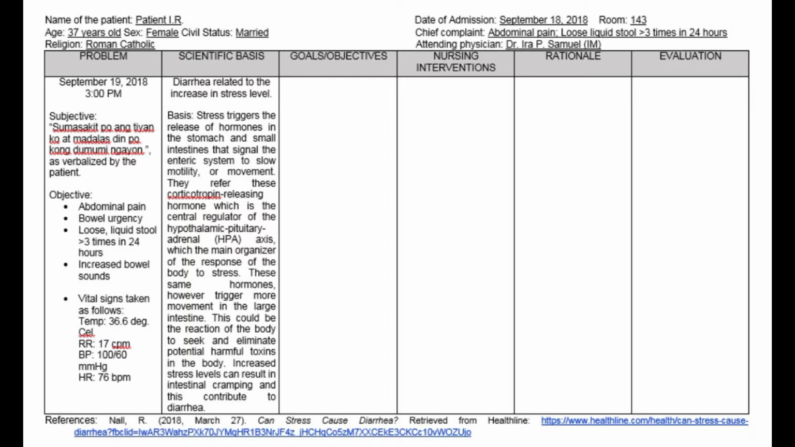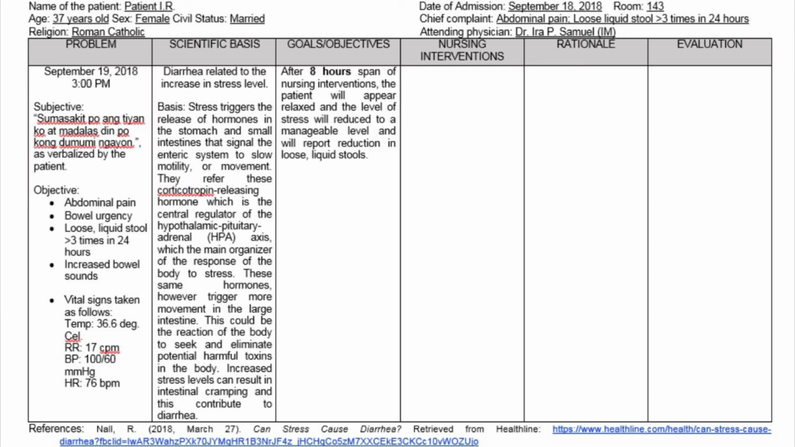Since this is the part of the scientific basis, we have to write the basis. This is just a brief discussion on how the problem or the disease came to be. Don't forget to always write your references. In this part, your goal and objectives should always be attainable and realistic, and you also have to be specific as to the time frame.